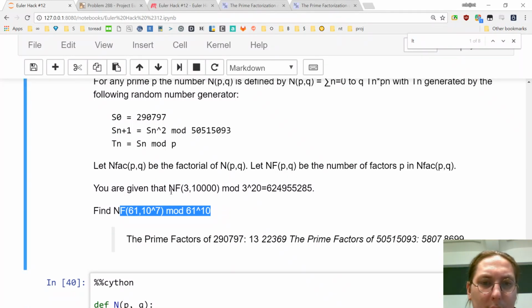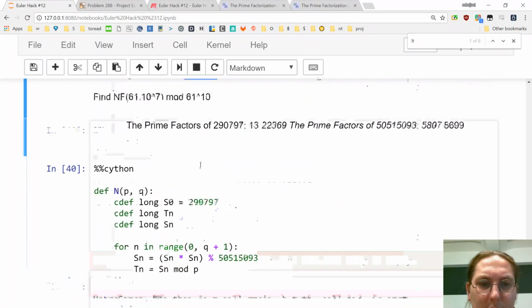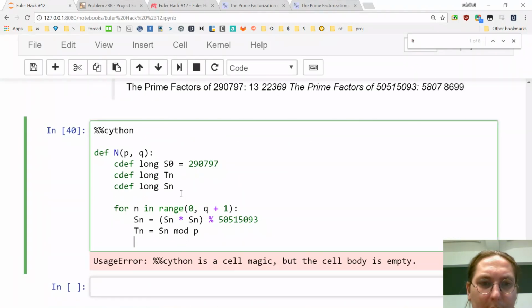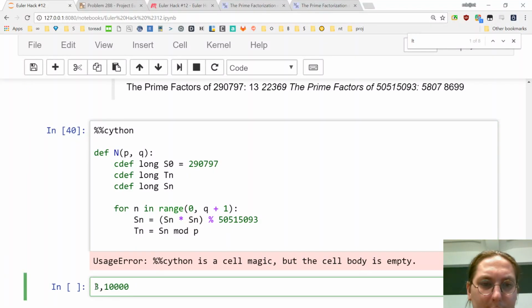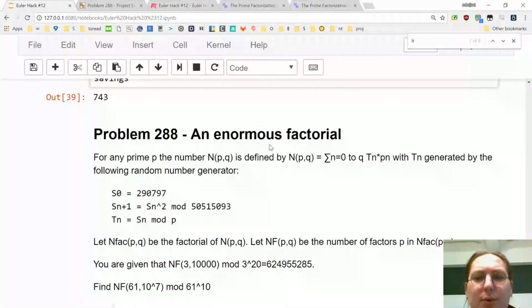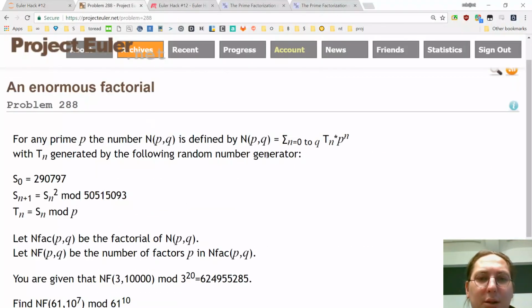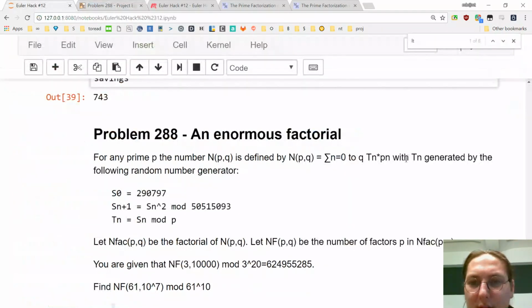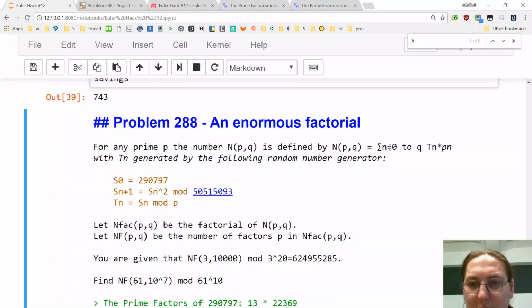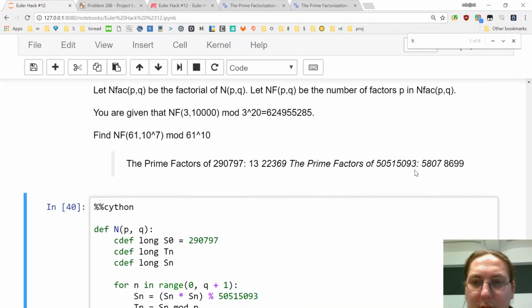Okay, so we want to start with this, I suppose. You don't have the result yet. So this formula has been completely broken by this. Okay, so it's just this tn times p to the power of n. So this is at least, let's give it an attempt.